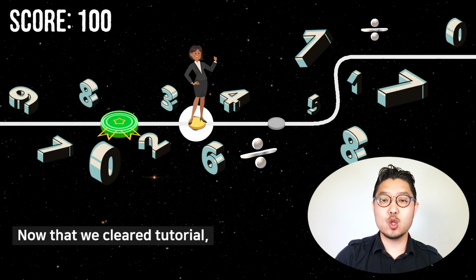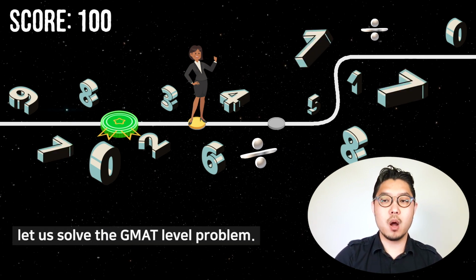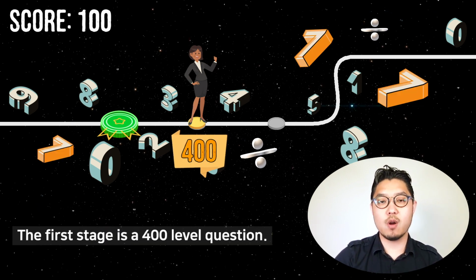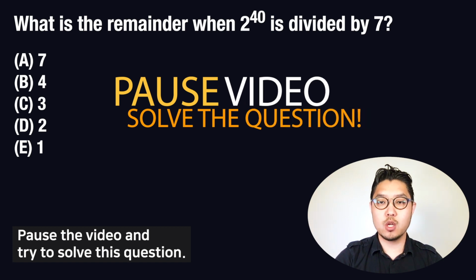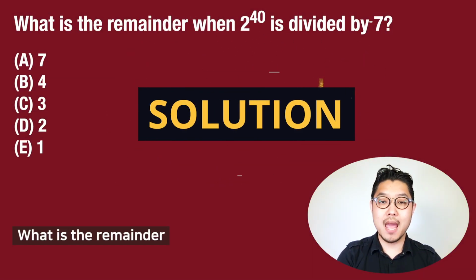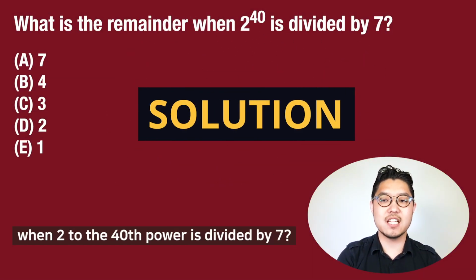Now that we cleared the tutorial, let us solve the GMAT level problem. The first stage is a 400 level question. Pause the video and try to solve this question. What is the remainder when 2 to the 40th power is divided by 7?